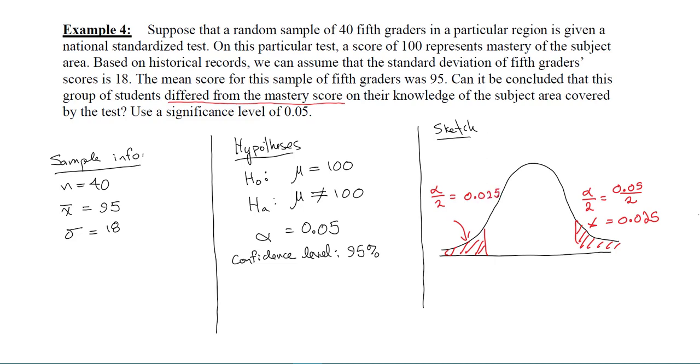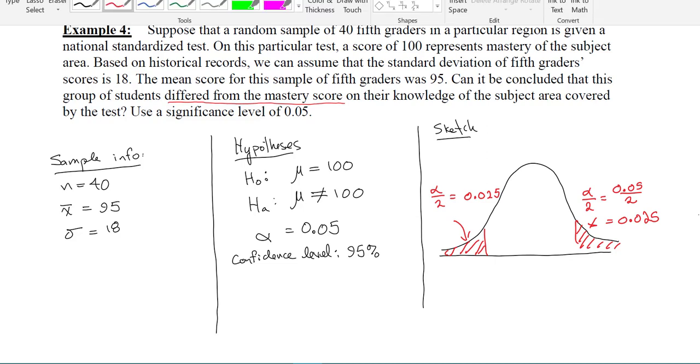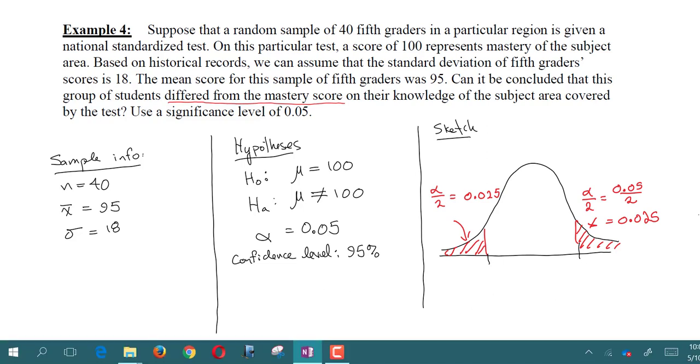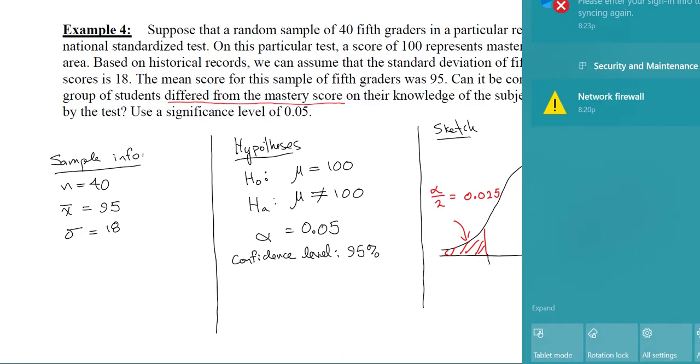Okay, and I'm going to go ahead and mark my critical values on the graph. So that's going to be where the color changes, right here and right here. And we're going to, should these be z values or t values? Here's something else we need to think about: are my assumptions met?